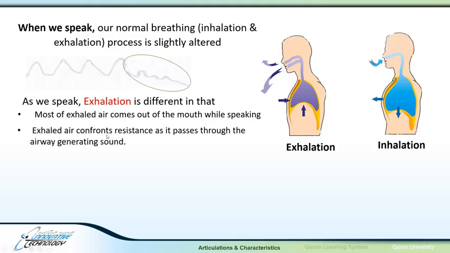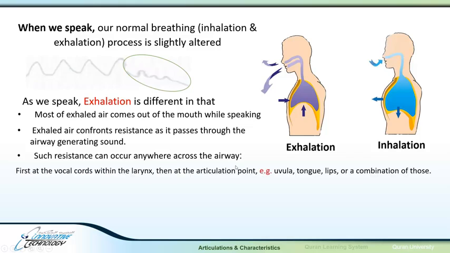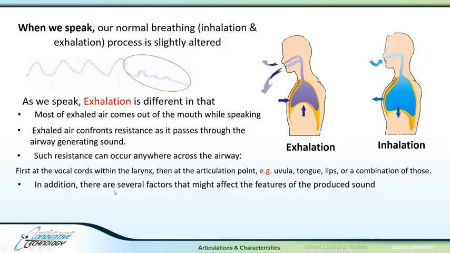Exhaled air confronts resistance as it passes through the airway, generating sounds. Such resistance can occur anywhere across the airway. First at the vocal cords, in the larynx, then at the articulation points such as the uvula, tongue, lips, or a combination of those. In addition, there are several factors that might affect the features of the produced sound.